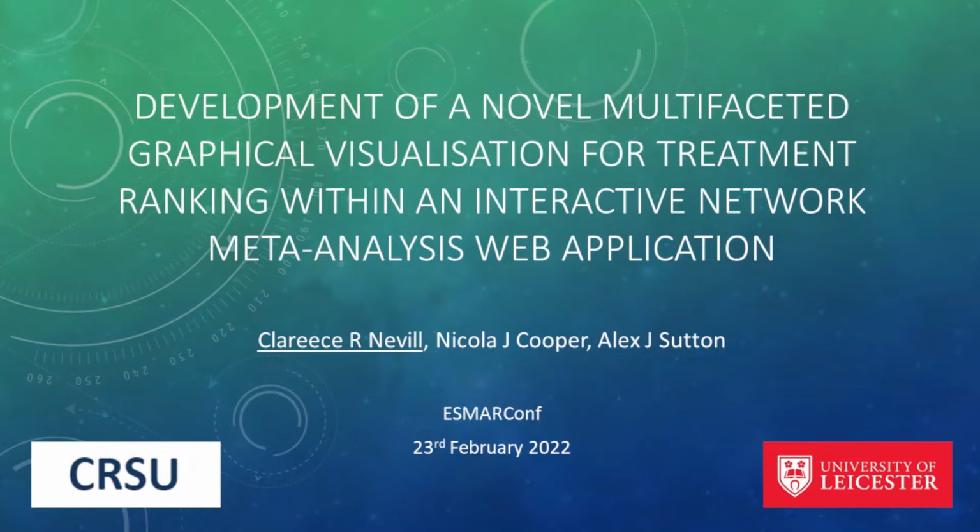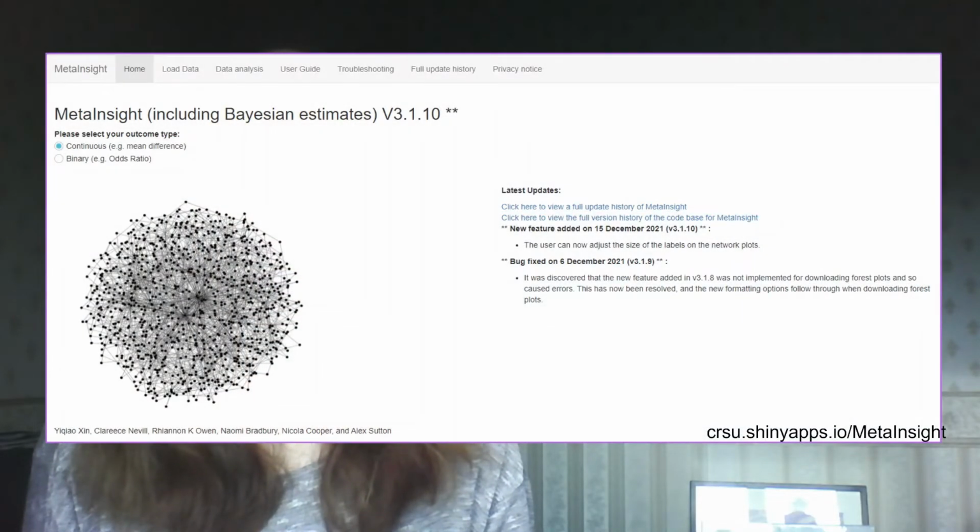Today I'll be sharing my work around developing a novel multifaceted graphical visualization for treatment ranking within an interactive network meta-analysis web application. Treatment ranking within network meta-analysis is a really powerful tool, but the results can often be misinterpreted or used or presented inappropriately. As a consequence, we as a team wanted to improve the ranking output within our NMA web app, MetaInsight.